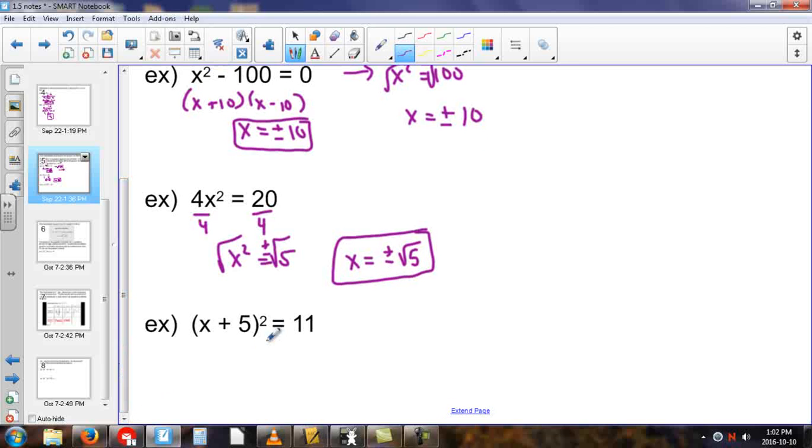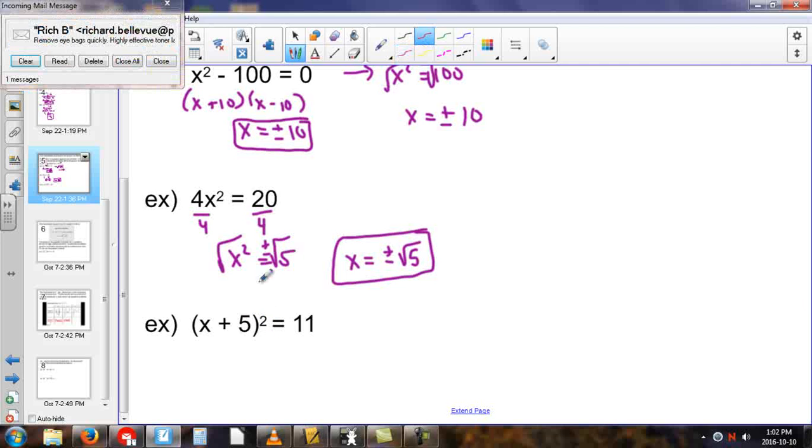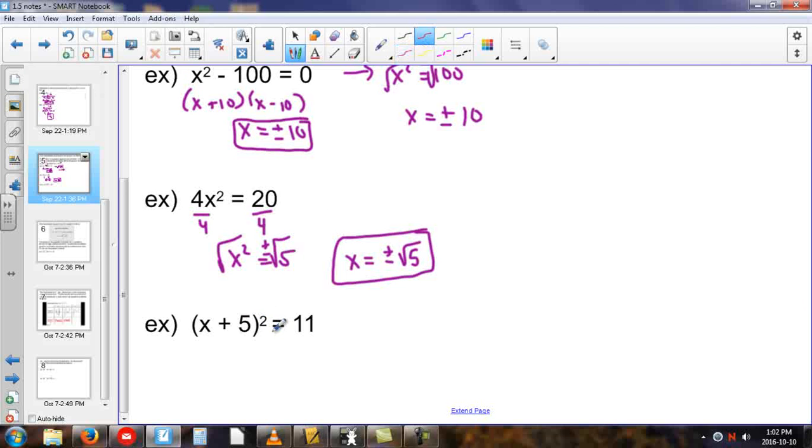And this last one looks a little weird. There's actually two ways to do this problem. One, I could FOIL this x plus 5 times itself, minus the 11 over, get it equal to 0, and start over. Or, if I want to, one option is to actually just start peeling things away. Specifically, if I took the square root right now, this square would go away, and I'd be left with x plus 5. In order to do it here and make it cancel, I have to do it on the other side and put the plus or minus. So x plus 5 equals plus or minus square root of 11.